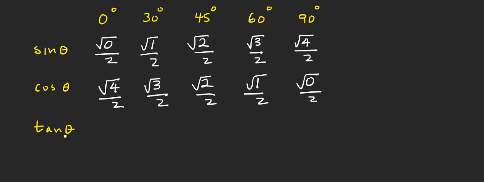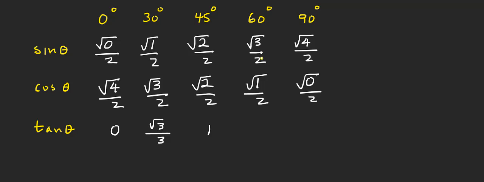Now, how do you find tangent theta? Well, tangent theta is sine theta over cosine theta. So 0 divided by 1 is 0. And 1 over 2 divided by radical 3 over 2 will be 1 over radical 3. But you know that 1 over radical 3 is the same thing as radical 3 over 3. And when you divide radical 2 over 2 by radical 2 over 2, it's going to be 1.